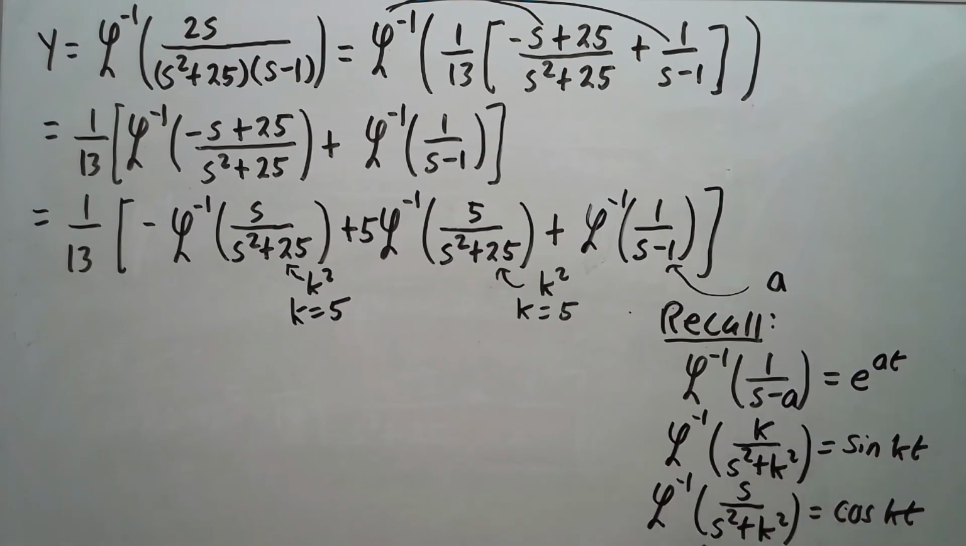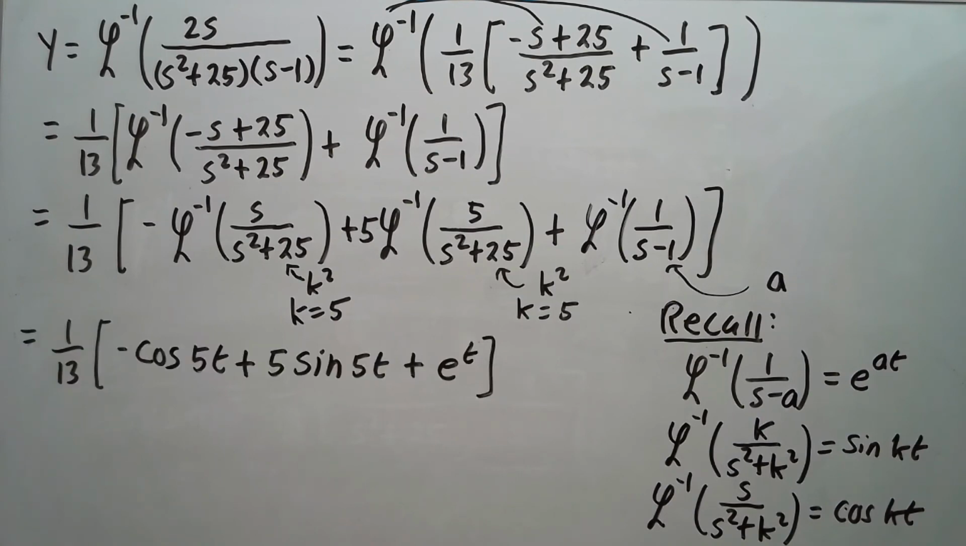Okay, so applying these, we get the following. Laplace inverse of this: the s on top is the cosine one, so it'll be negative cosine 5t for this one. And this one has the k on top, so it's a sine one, so it'll be 5 sine of 5t. And this one is just e to the t. Okay, so this should be our y here.